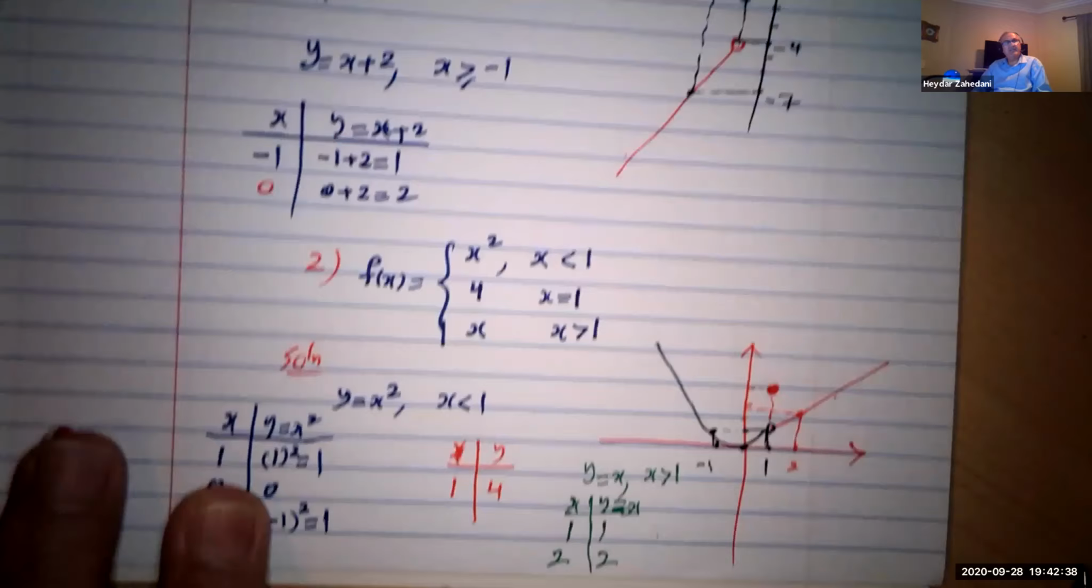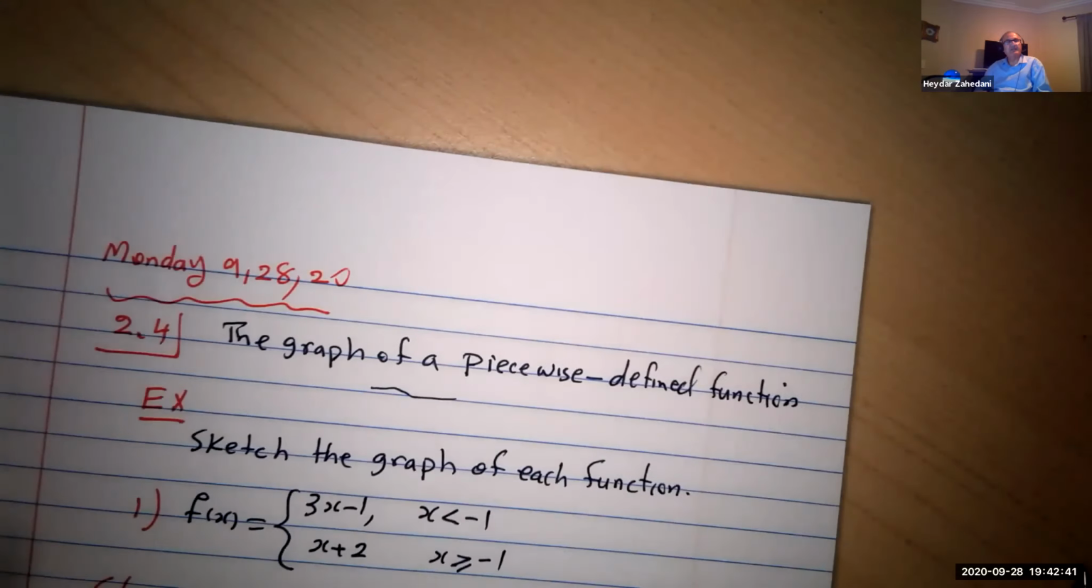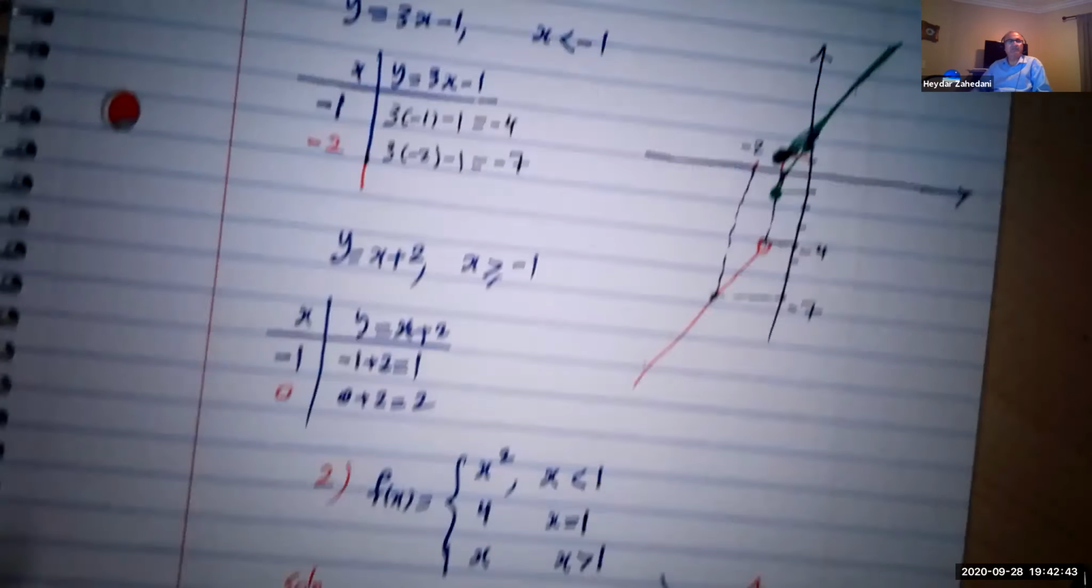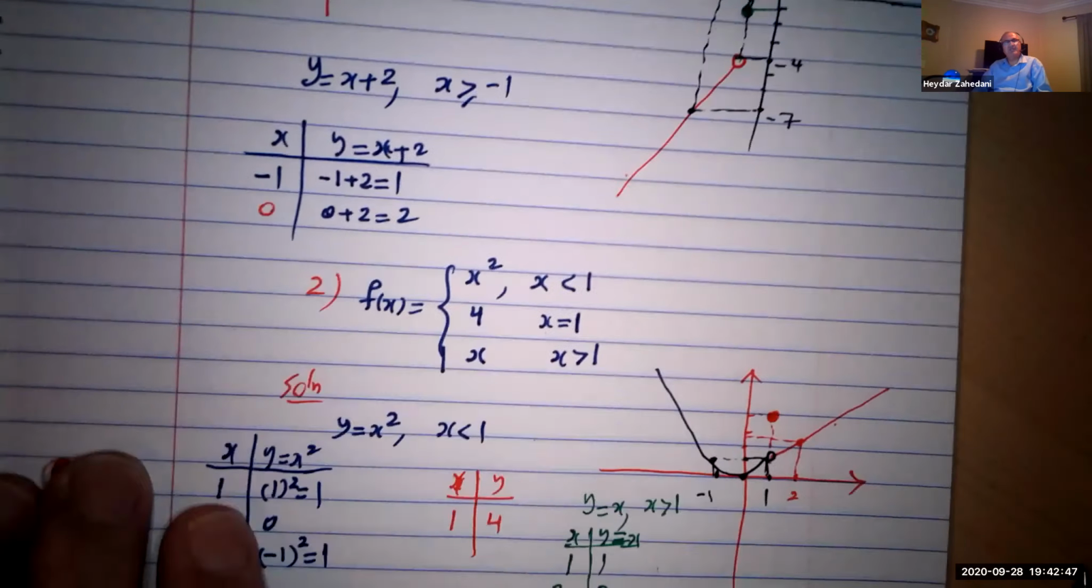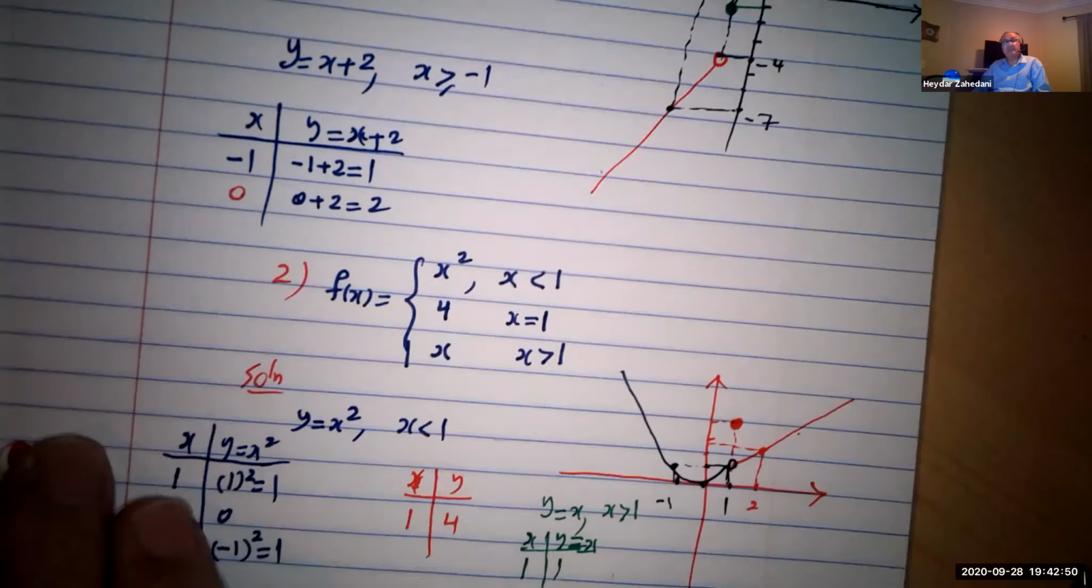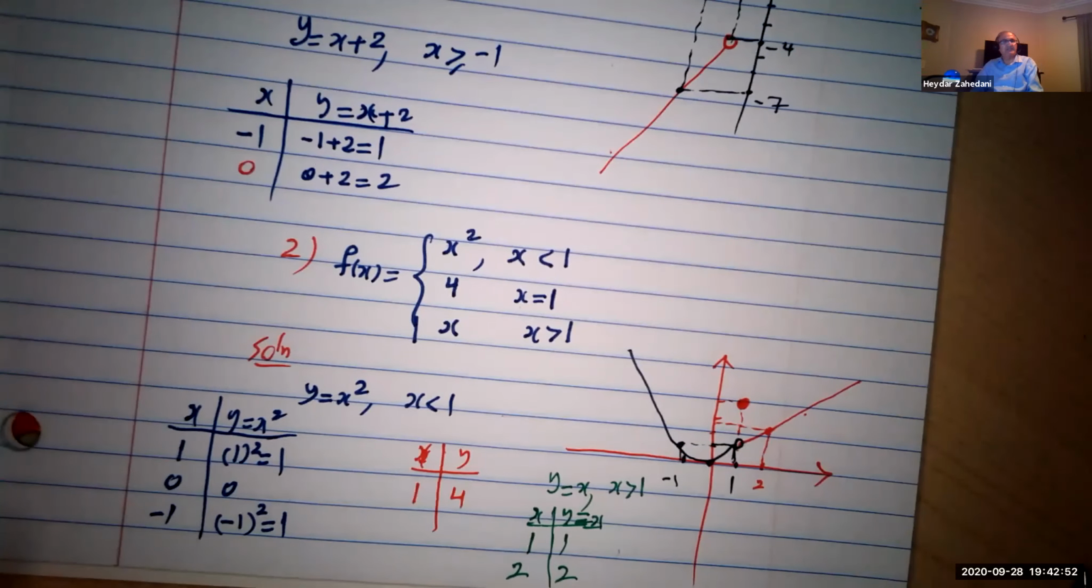This is the graph of the piecewise defined function, a function that's defined by several equations. So when you graph it by several equations, it can be anything. This is going to be a situation that you're going to have. Okay, you know, it would happen.